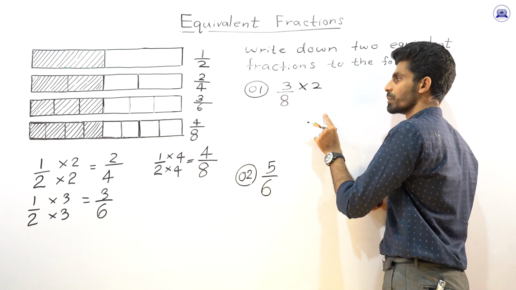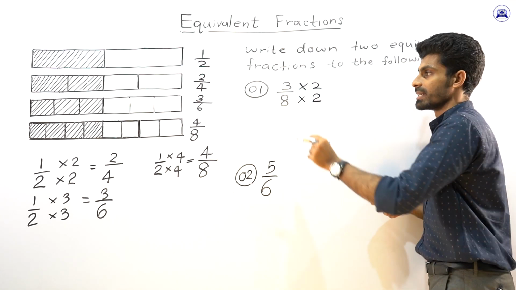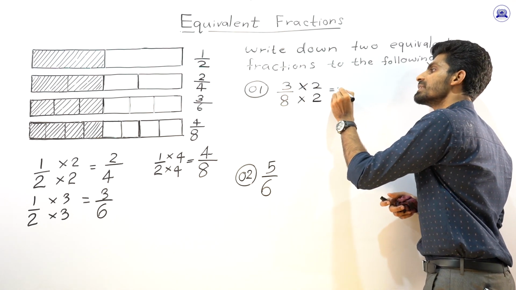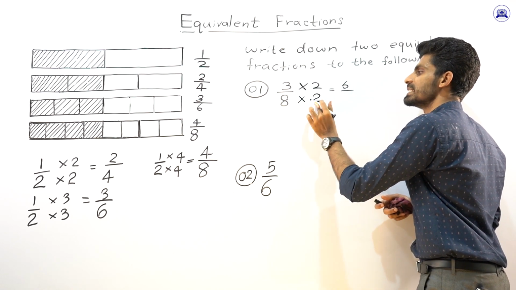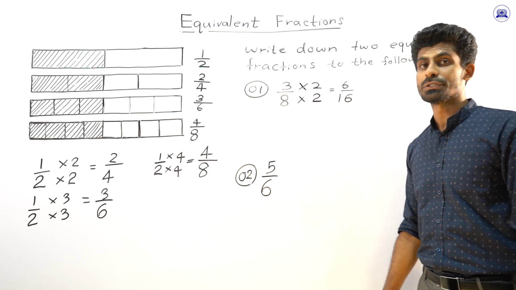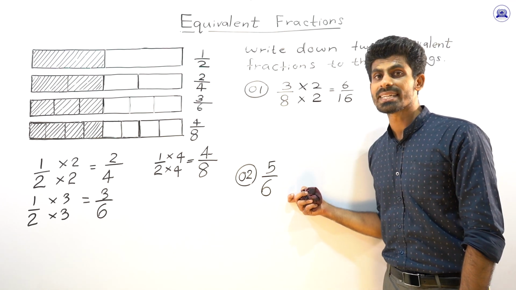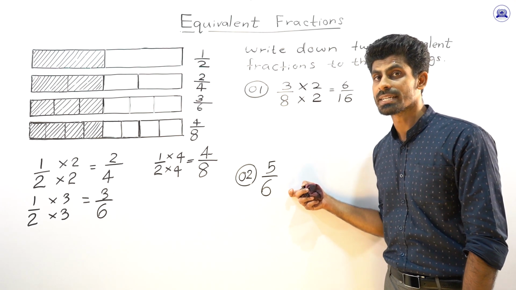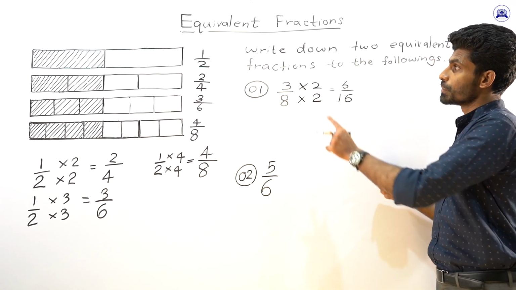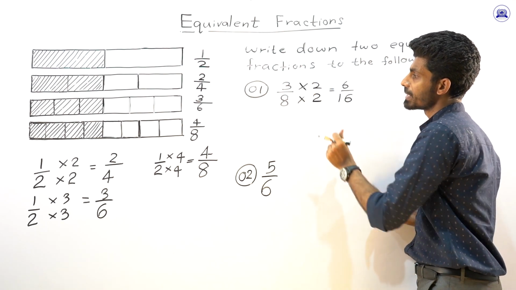3 into 2, 6. 8 into 2, 16. So how to write it down? We need to write down two equivalent fractions. So you can write down 6 over 16.